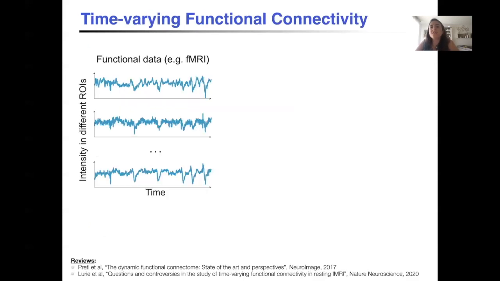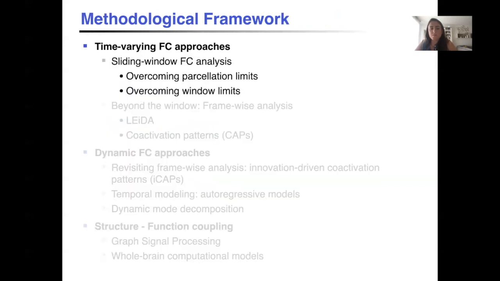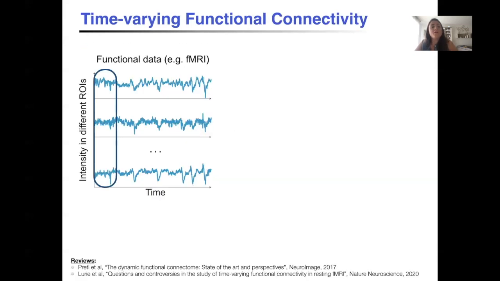Sliding window FC is the most commonly used, I would say, and probably also for its simplicity, of the time-varying functional connectivity methods. And so what we do is exactly as before, we consider a bunch of functional time courses, but instead of considering the whole length of the acquisition, we only consider a restricted window, let's say around 1 minute.